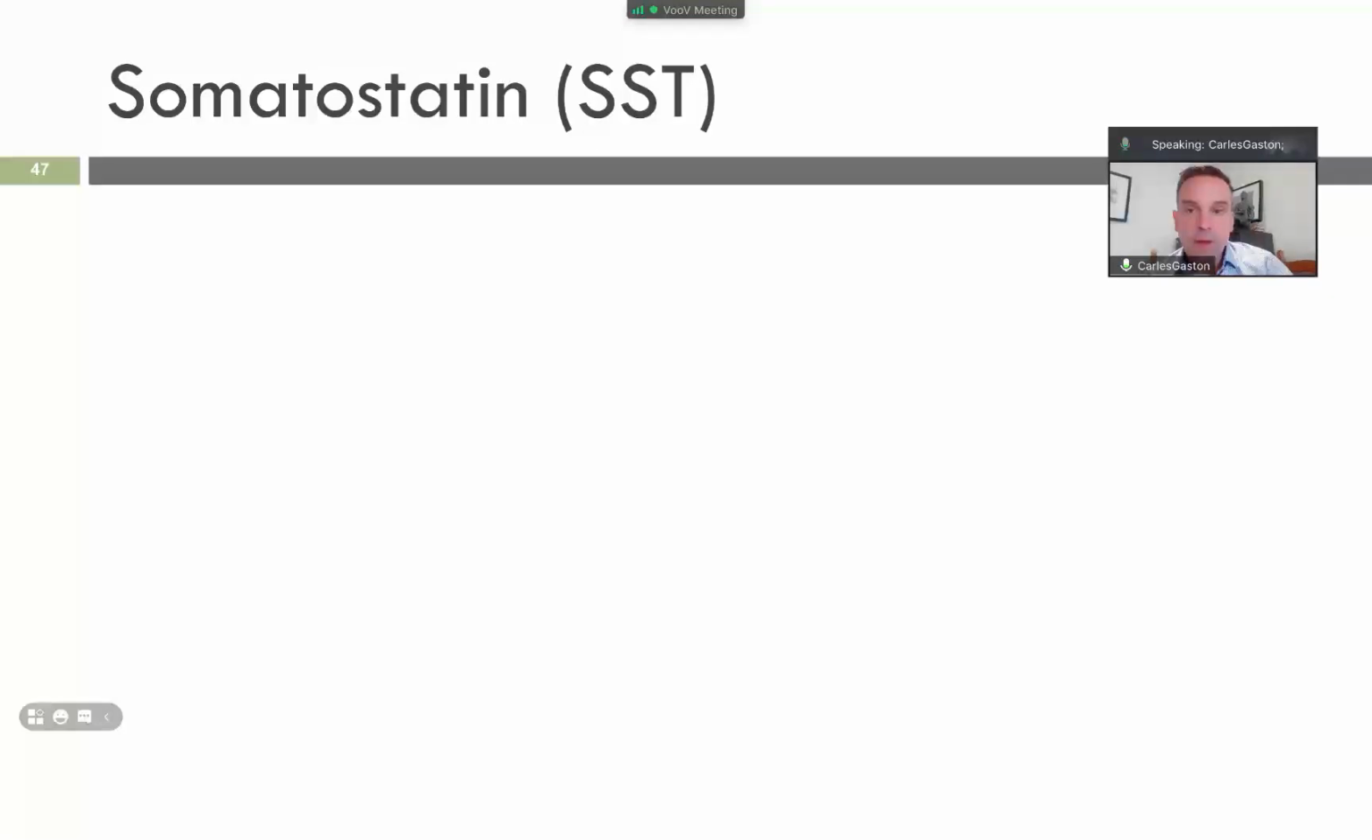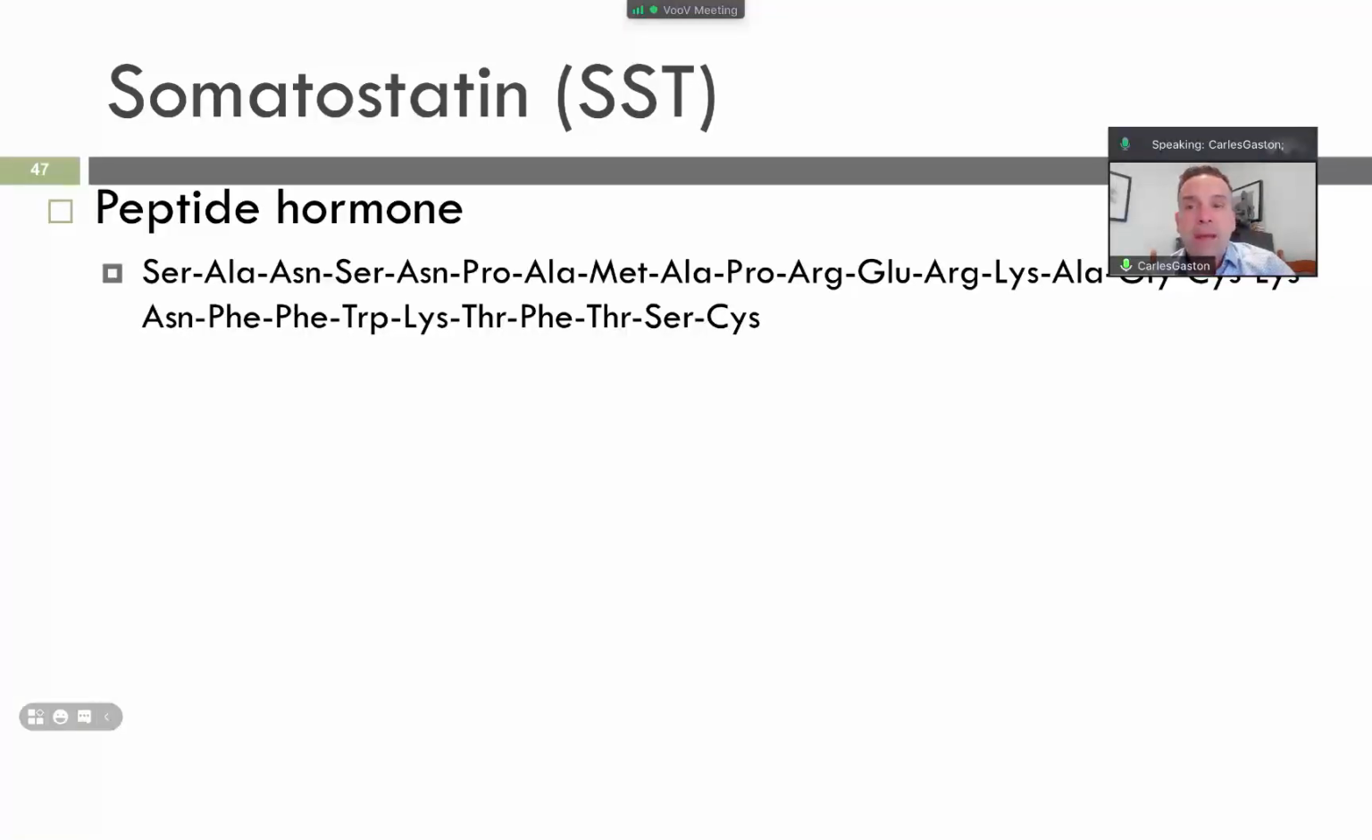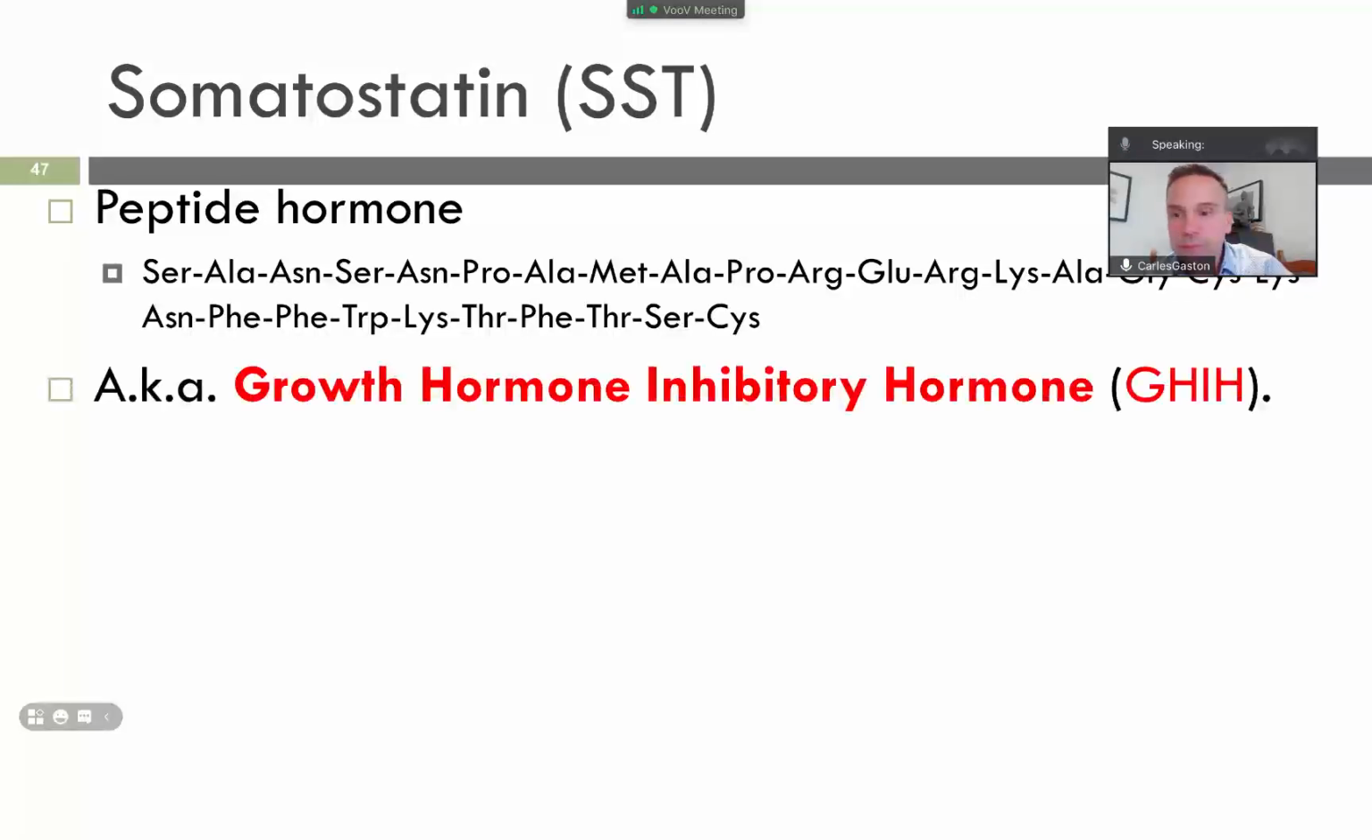And this is a peptide hormone. Again, you have the sequence here, so you don't need to know the whole sequence, it is just an example for you to see. It's also called growth hormone inhibitory hormone. As we have shown in the other slide, somatostatin does not activate growth hormone but inhibits it.